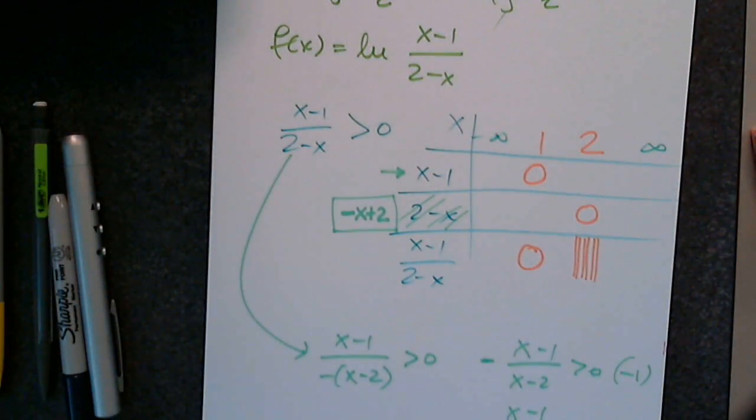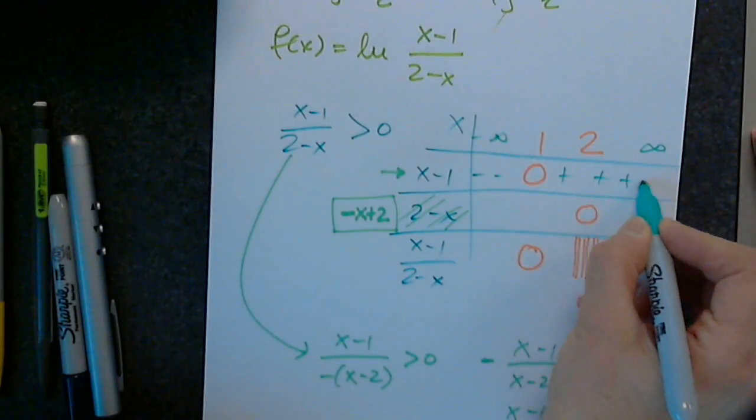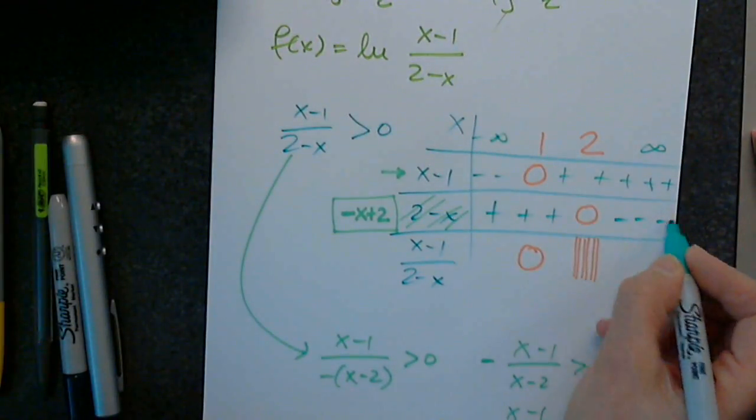Very good. So now the sign for x minus 1. Negative to positive. Very good, because it's a positive slope. And for the other one? Positive to negative. Correct, because it's a negative slope.